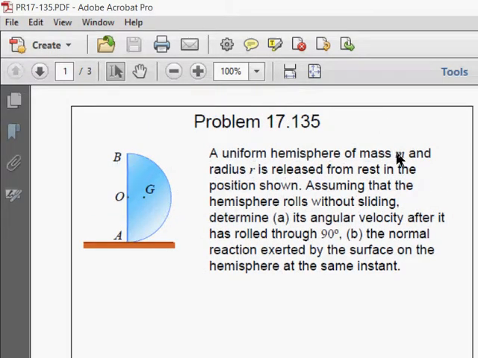There we go. It says that you have a homogeneous hemisphere of mass m and radius r, and it's released from rest in the position that you're seeing here. Assuming that the hemisphere rolls without sliding, determine A, the angular velocity after it has rolled through 90 degrees. B, the normal reaction exerted by the surface on the hemisphere at the same instant.